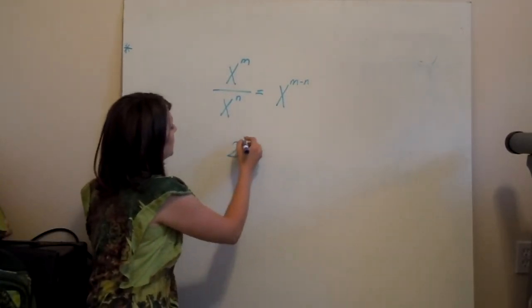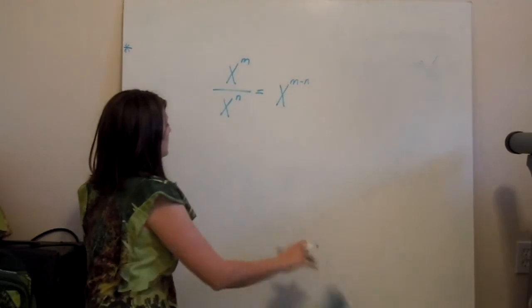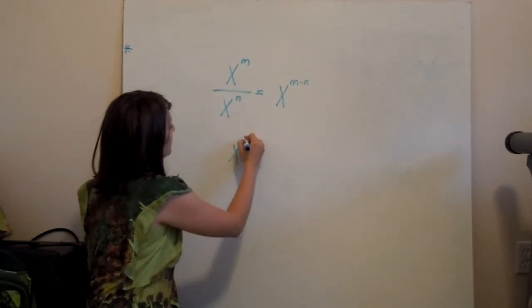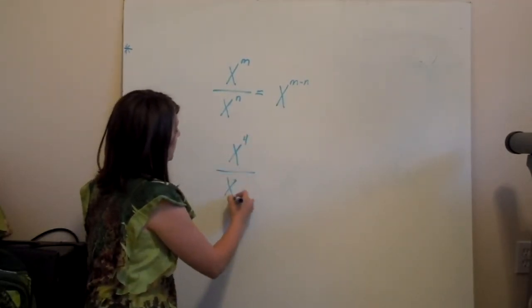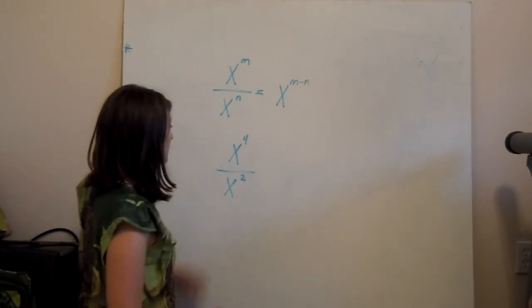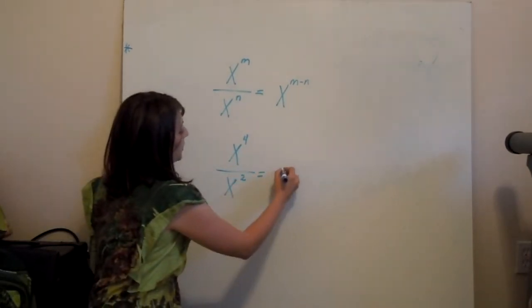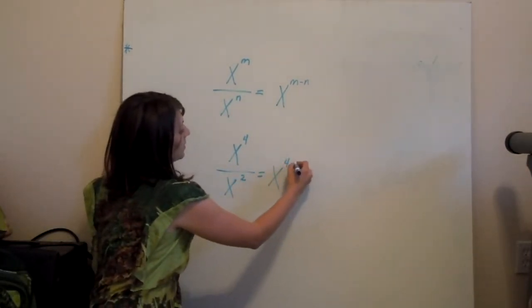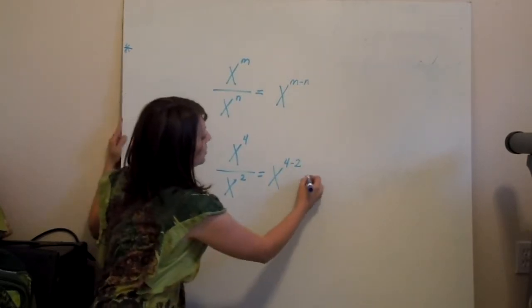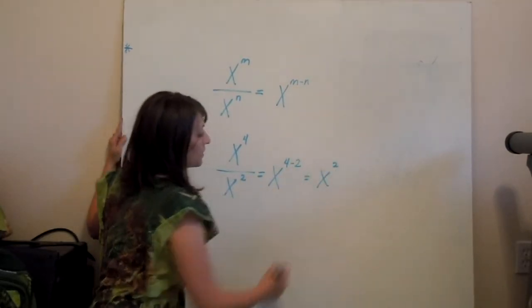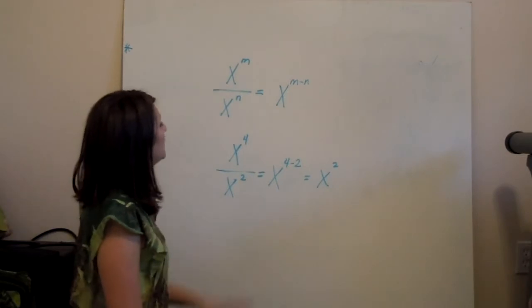So let's do an example. Well, let's keep x, just to keep it simple. x to the 4th power over x to the 2nd power. So we want to rewrite that. So we say x to the 4 minus 2. That gives us x squared. So that's how you would combine this.